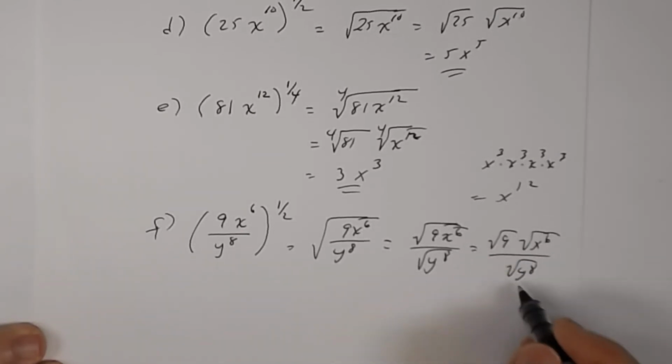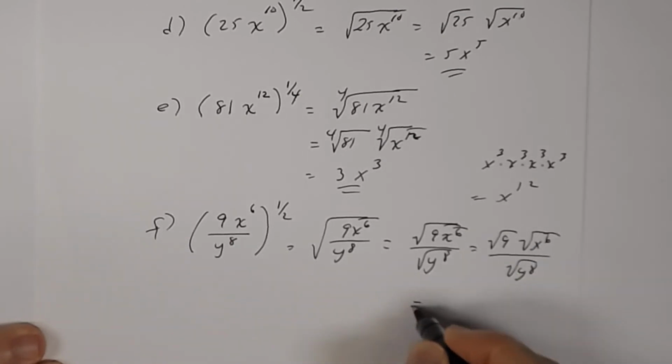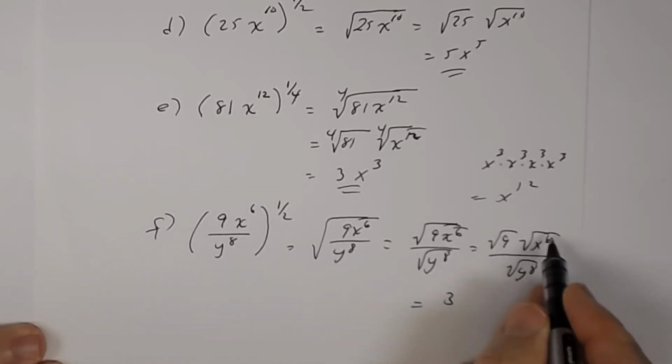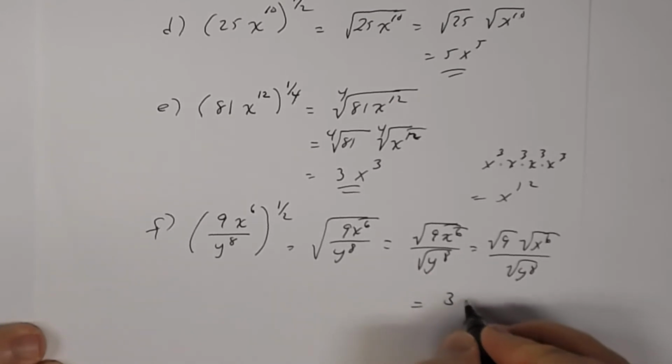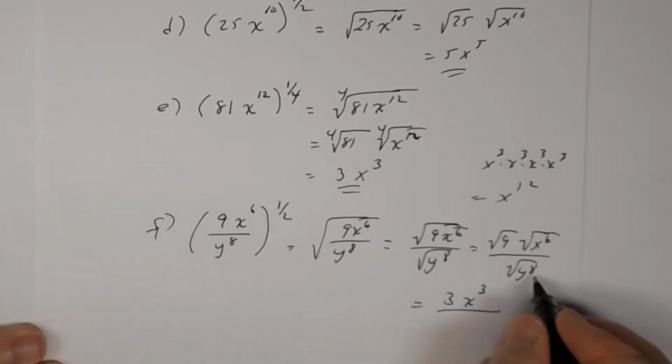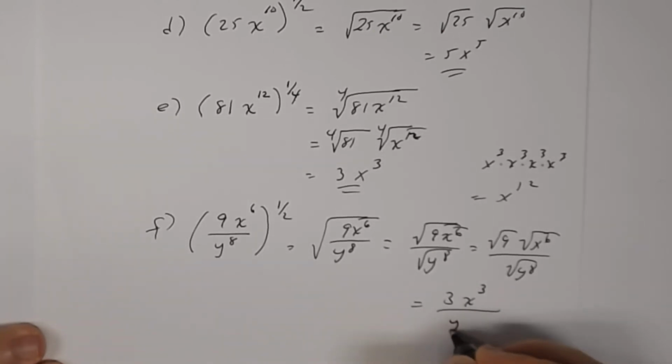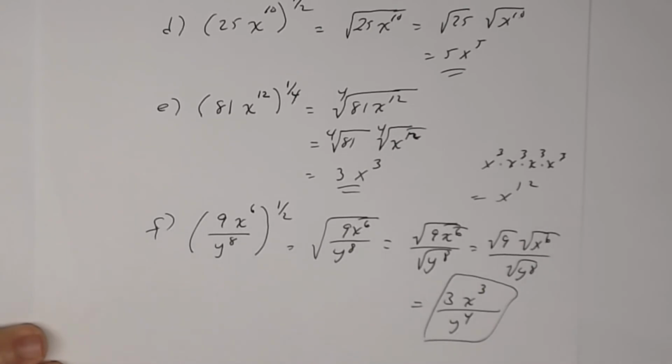Okay, so now I'm going to simplify each little part. The square root of 9 is 3. The square root of x to the 6th, 6 divided by 2 is 3. So that'll be x cubed. Makes sense because x cubed times x cubed is x to the 6th. And then over here, y, 8 divided by 2 is 4. So y to the 4th. And so that's the answer. Okay?